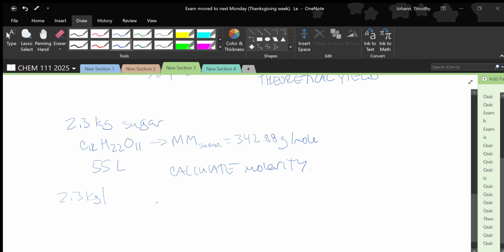The first part of this problem was to take our 2.3 kilograms and turn that into grams, right? So 1 kilogram is equal to 1,000 grams. All right, and then kilograms cancels with kilograms, and if we have 342 grams, we have 1 mole. There's just one substance here, so I'm not going to worry about talking about what the substance is. Have I made an error here? Nope. Okay, just checking.